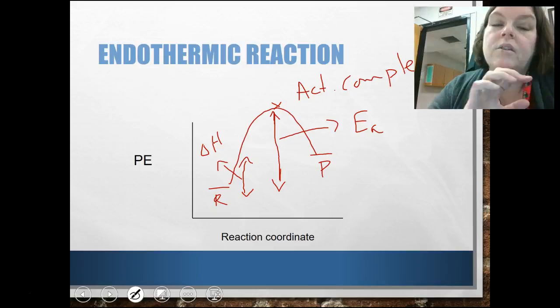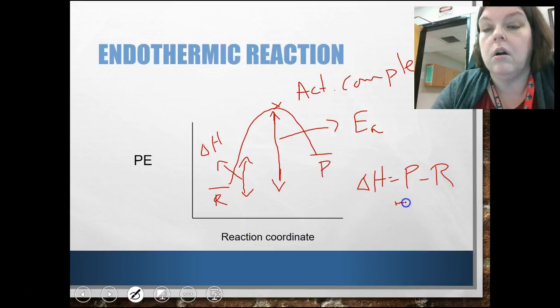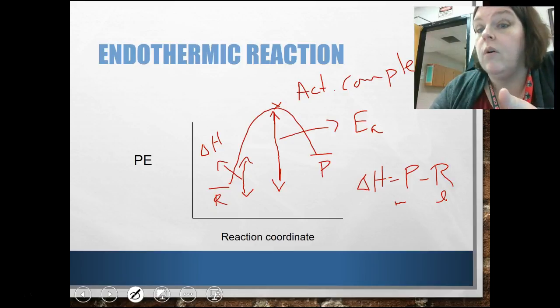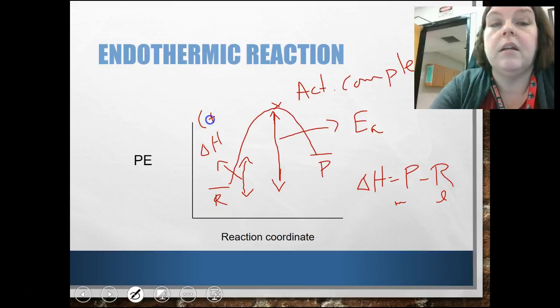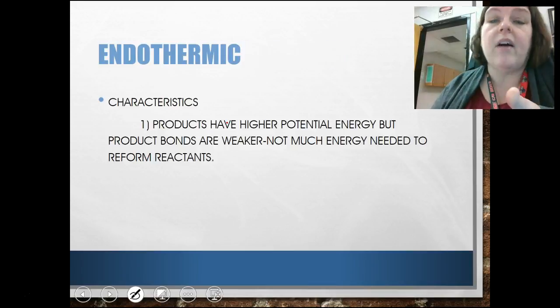So how do we know what the delta H is going to be here? Remember, delta H is equal to products minus reactants. The products are more, the reactants are less. So I got a big value here and a little value here, so that means delta H is probably going to be positive. We'll probably do a demo sometime in the next week or so. So products have higher potential energy, but product bonds are weaker. Not much energy is needed to reform the reactants.